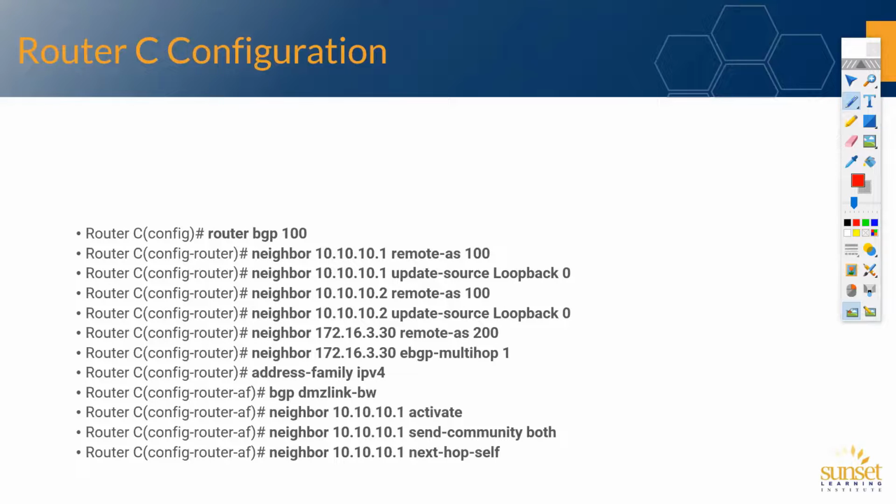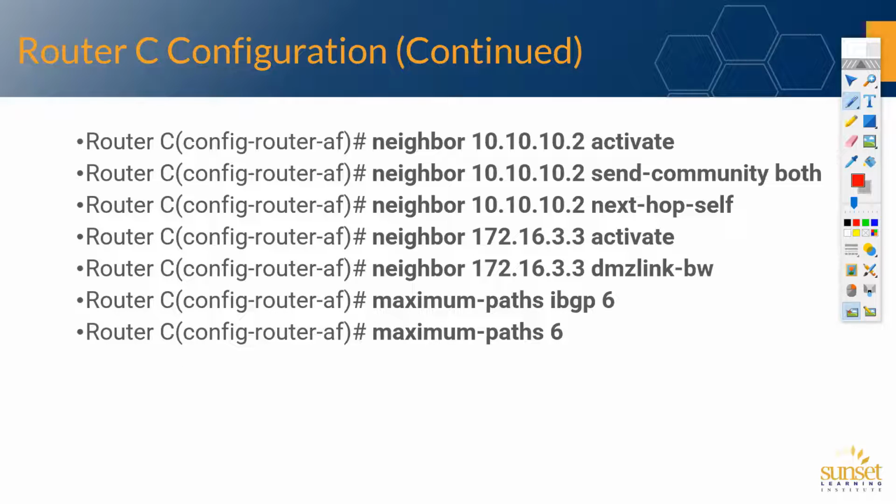Here's router C. Router C is again becoming neighbors with router A, router B, and the service provider that we have. Underneath the address family IPv4, we've enabled the DMZ link bandwidth. I've activated my neighbor, sending out community strings, and I've done a next hop self to my internal neighbor of 10.10.10.1. I've activated the other neighbor, sending out community strings, and done a next hop self. Here's my service provider then. I'm activating that 172.16.3.3, and I've turned on the DMZ link bandwidth. And again, going through and doing a maximum paths for both iBGP and eBGP of 6.